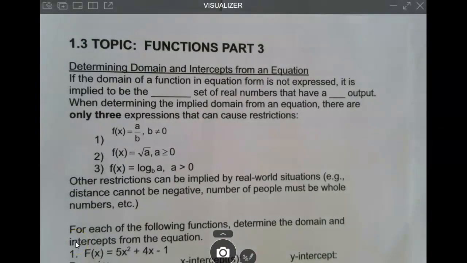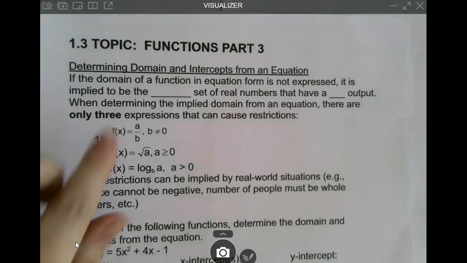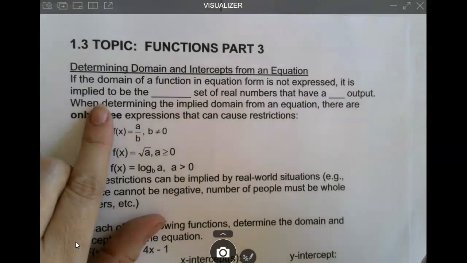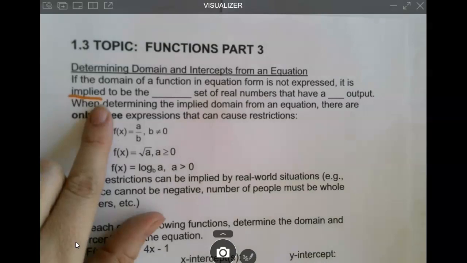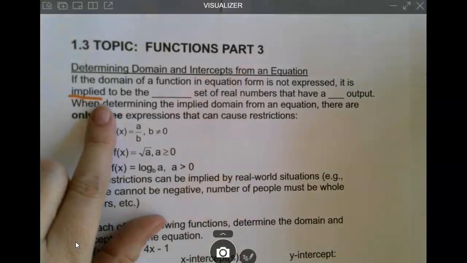All right, part 3. And yay, no more graphs here. Here we're going to determine the domain when we just are given the equation. So the first thing we have to know is if the domain of a function is not specifically told to us, then it's implied. Implied means something that we aren't specifically told, but we're supposed to understand.